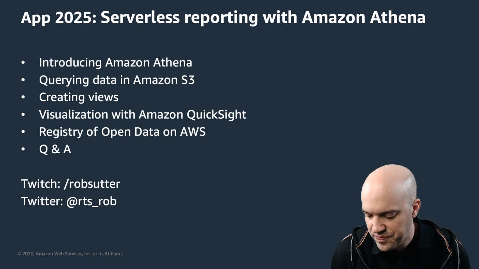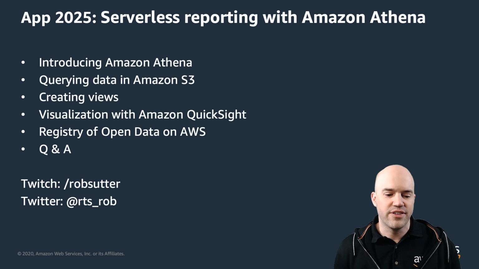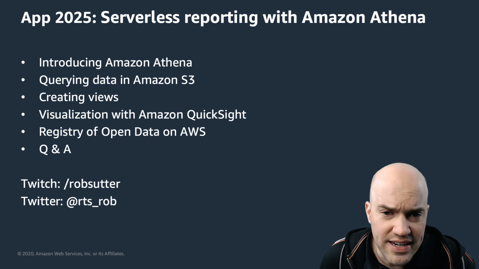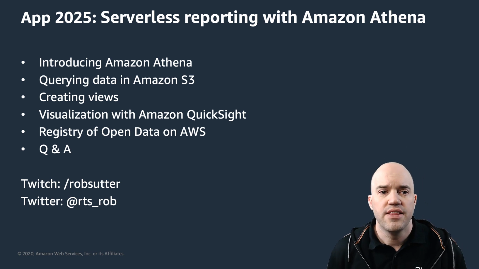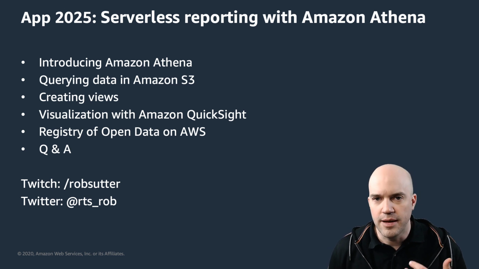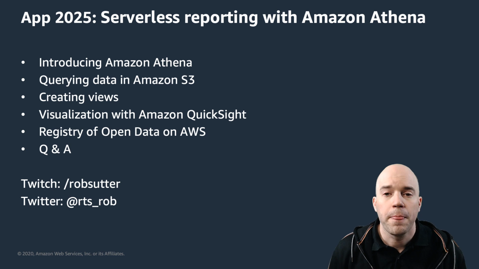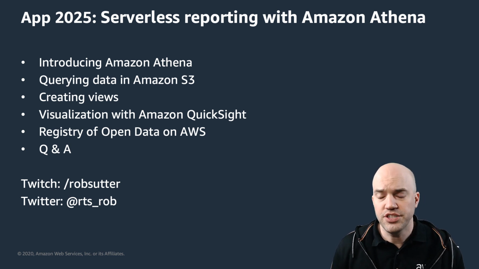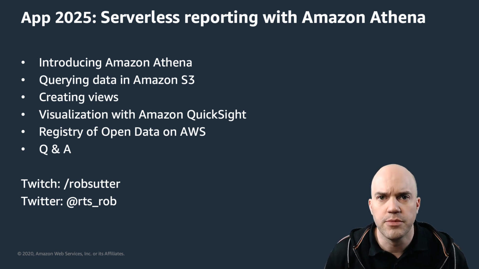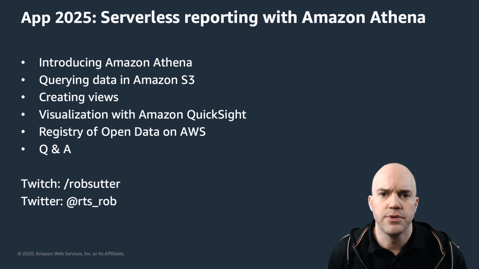But let's talk about Amazon Athena first. Amazon Athena is a service that aggregates your data from multiple locations, in our case, Amazon S3 buckets where you've stored it, and allows you to run SQL queries against it. It's the Presto SQL engine, which syntax-wise is very similar to Postgres syntax, if you're familiar with that.